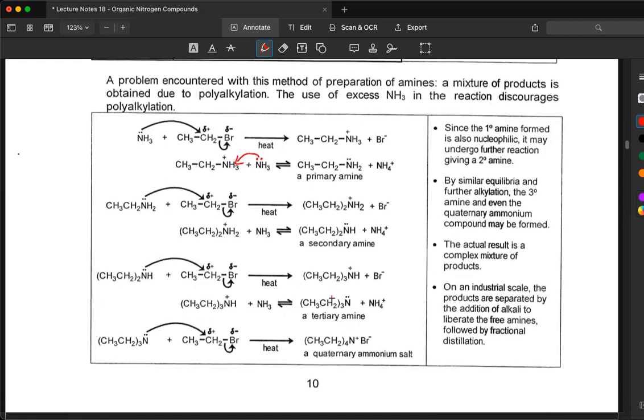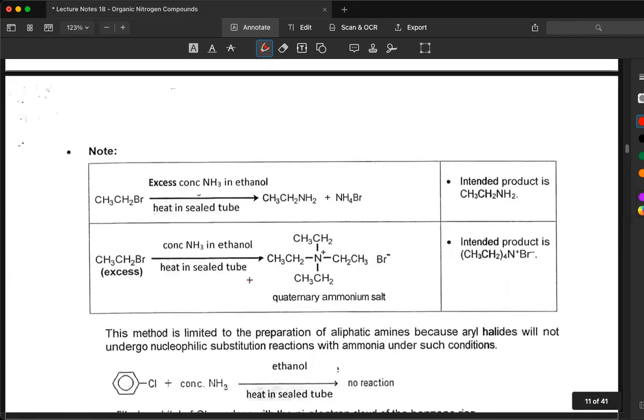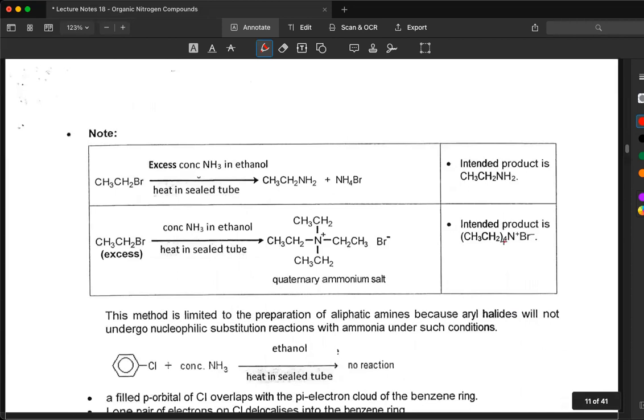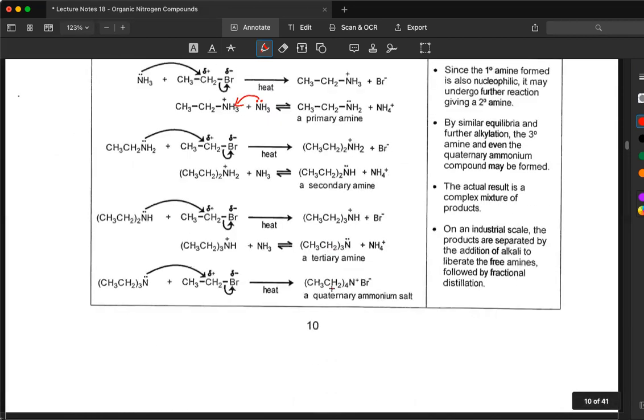On an industrial scale, the products are separated by addition of alkali to liberate the free amine, followed by fractional distillation. So if you use excess concentrated ammonia, the intended product will be the primary amine. If we use excess halogenoalkane, then we want to form the quaternary ammonium salt. So it depends on what you want. It's called polyalkylation because you are actually adding more and more CH3.